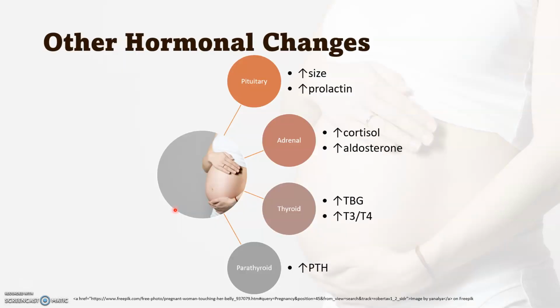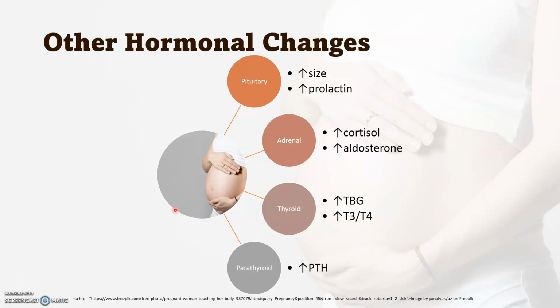There are other hormonal changes seen in pregnancy as well. The pituitary increases in size, and this is mostly due to hypertrophy of the posterior pituitary and an increased production of prolactin, which is very important in the development of breast tissue in anticipation of lactation. The adrenal gland increases the production of both cortisol and aldosterone, leading to salt and water retention, as well as hyperglycemia and some degree of insulin resistance.